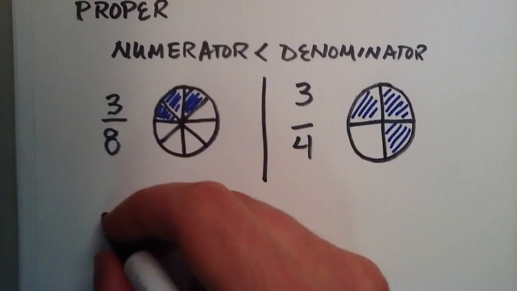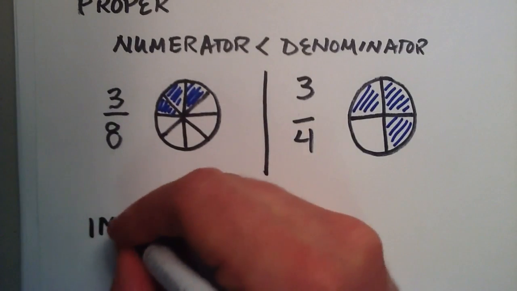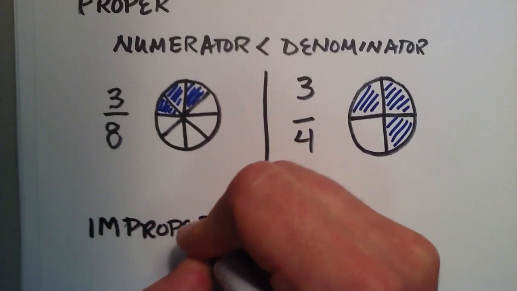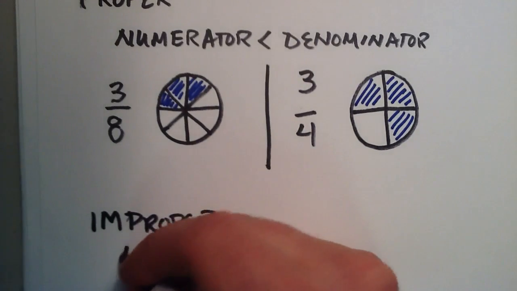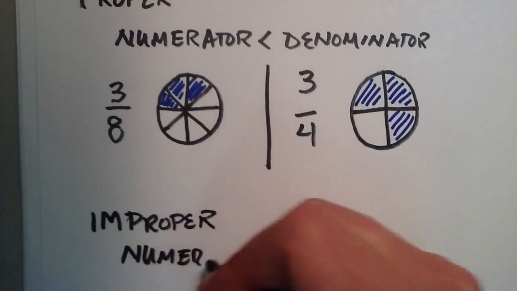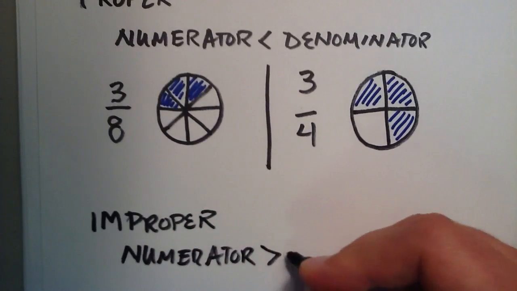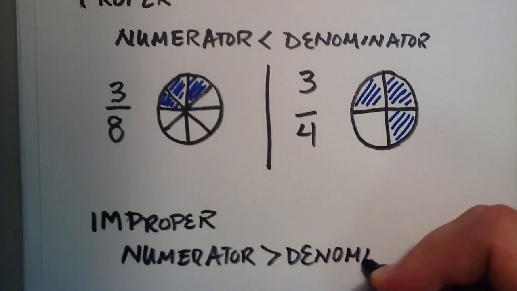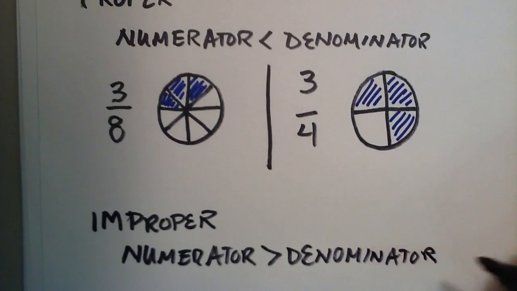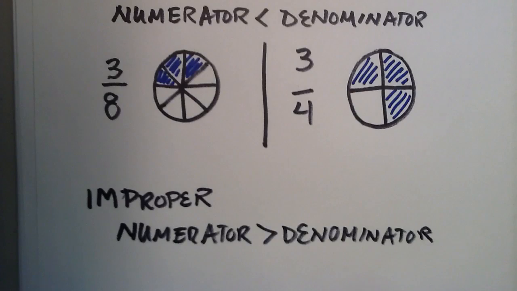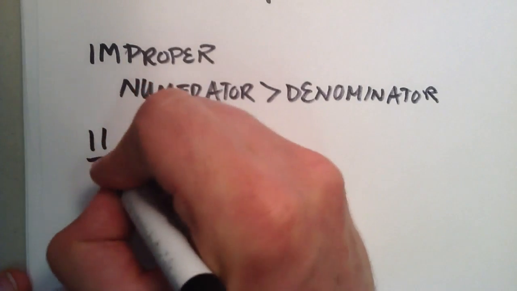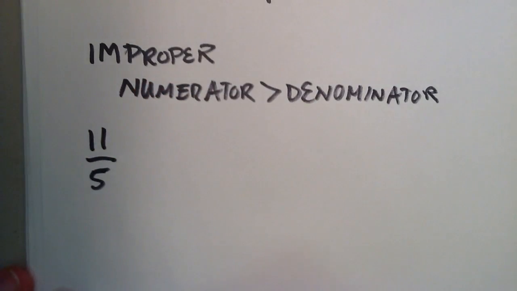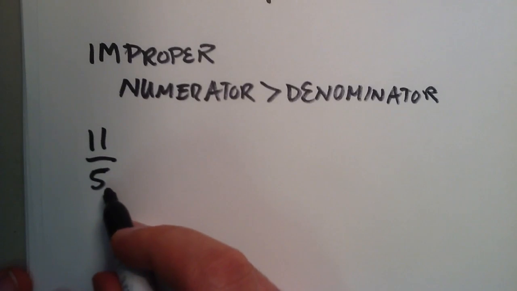Now, an improper fraction. Improper fractions are just the opposite of proper fractions. The numerator is greater than the denominator. In other words, we have more parts than it takes to fill up one whole unit. So let's use an example. We'll say 11/5. That's an improper fraction. The numerator is greater than the denominator.